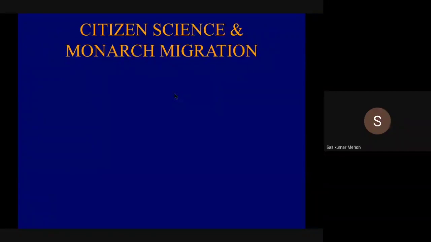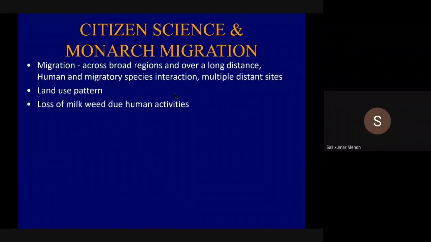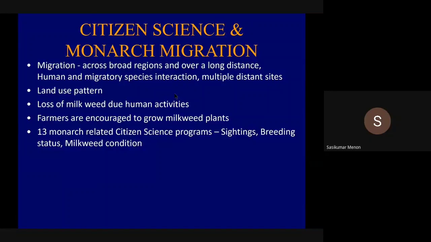Monarch butterfly migration. It's a beautiful citizen science activity of North America. Now, monarch butterflies travel large distances, so you need to understand the land use pattern. It is impossible for scientists to do such a huge work. They need a lot of people.